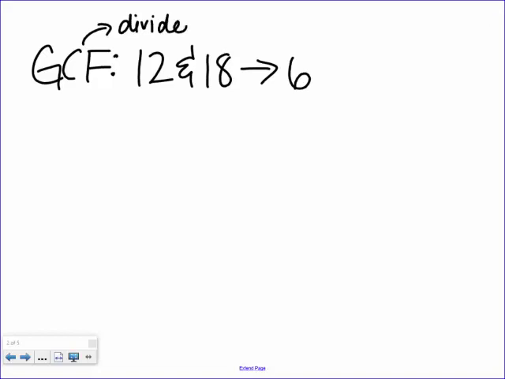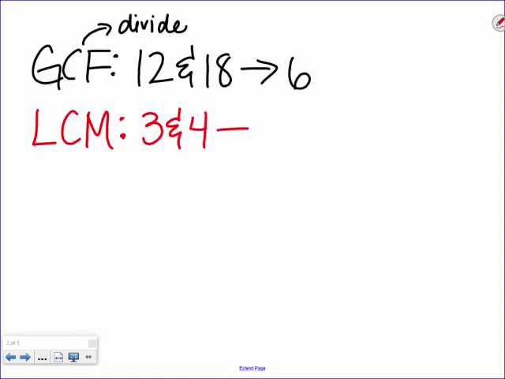Well, for least common multiple, if I ask you for the least common multiple of, let's say, 3 and 4, do you know the answer? 12. Good. Okay, 12 is the least common multiple. So what you're looking for when you think least common multiple is what will both of those numbers multiply into. So instead of thinking division, we're thinking multiplication.